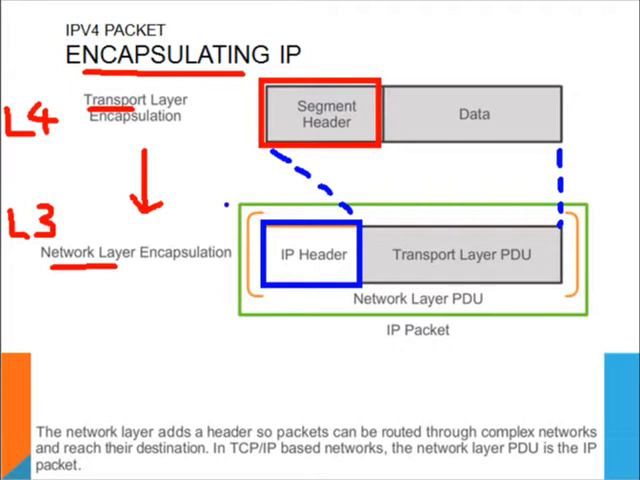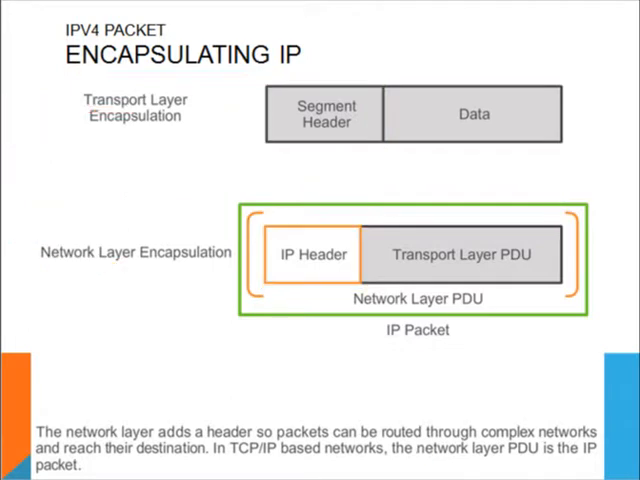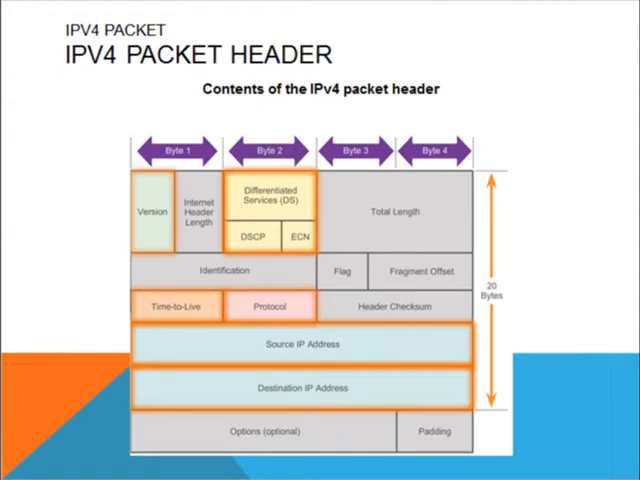The IP header will be appended to the front of the segment header and the data itself, and the IP header will contain information such as your destination IP address or the source address and so on. So this is an example of the IPv4 header. In short, it contains the following information such as your source IP address, your destination IP address, the total length of the data, and so on.